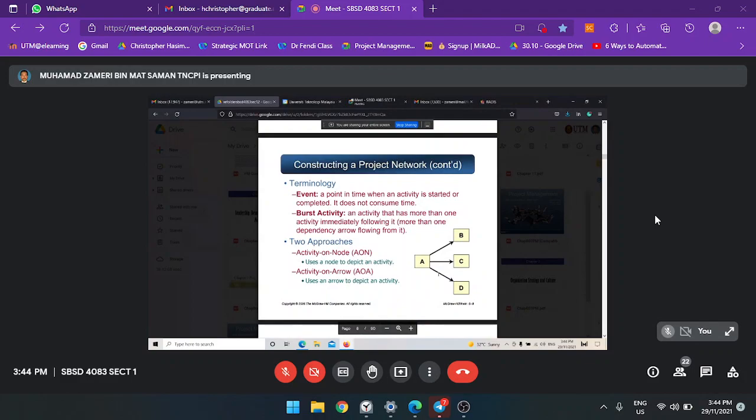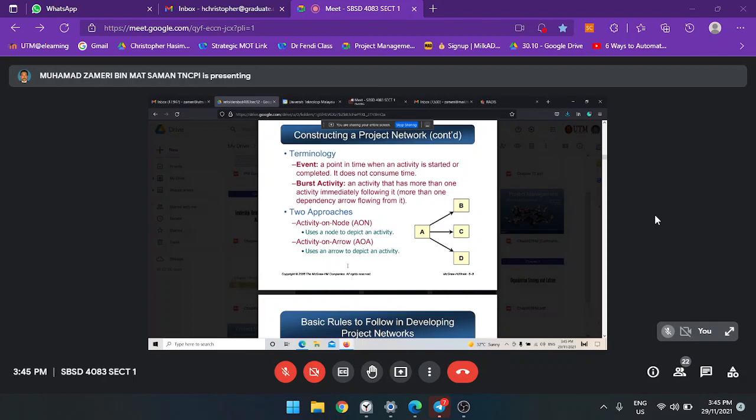Okay, constructing a project network, and then we have event. Let's say here, we see A. After A, we need to proceed with B, C, and D. So that means before we process C, we need to finish A first. So at the end of A, this event shows that A finished. Before C, this event we call it start C. This event. So burst activity I will explain later.